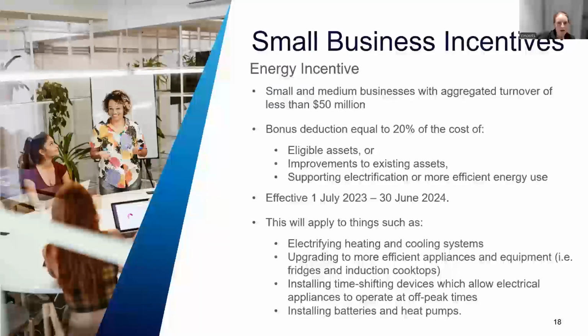So that is effective from 1 July 2023 to 30 June 24. So it'll be applying in tax returns that you're starting to lodge now after the end of the 2024 financial year. And it will apply to things such as electrifying heating and cooling systems. So this is taken from the ATO guidance on this incentive. It can apply to upgrading to more efficient appliances and equipment, for example, fridges and induction cooktops. So if you're upgrading to an appliance that was more efficient than the previous version of that appliance that you had, then you can claim this incentive. Installing time shifting devices which allow electrical appliances to operate at off-peak times, and installing batteries and heat pumps.